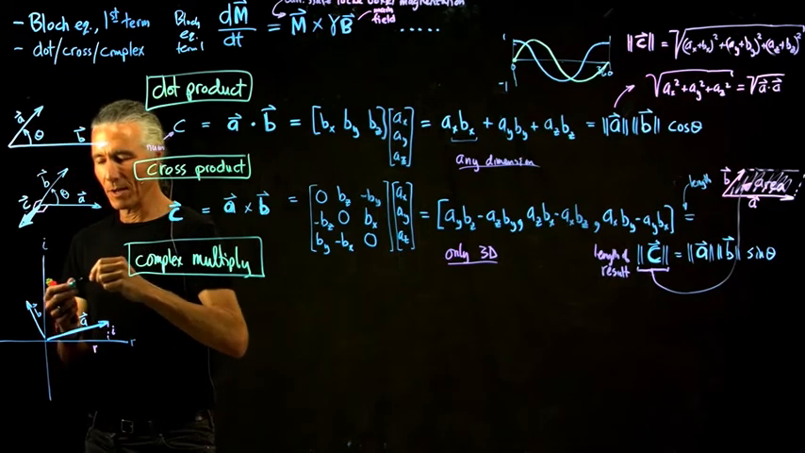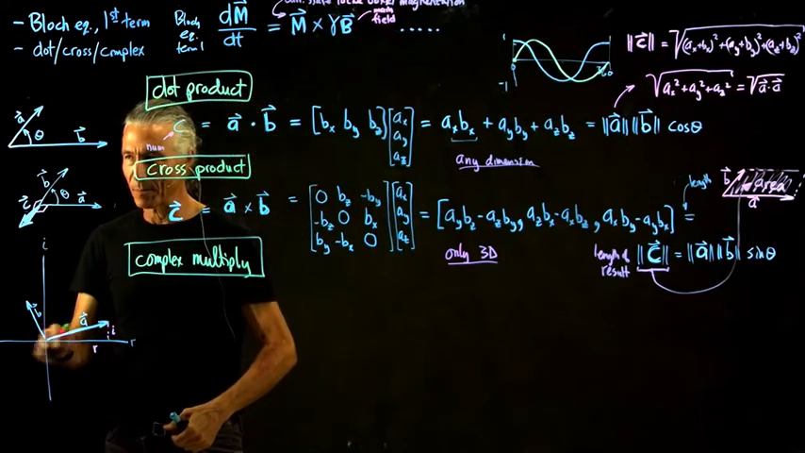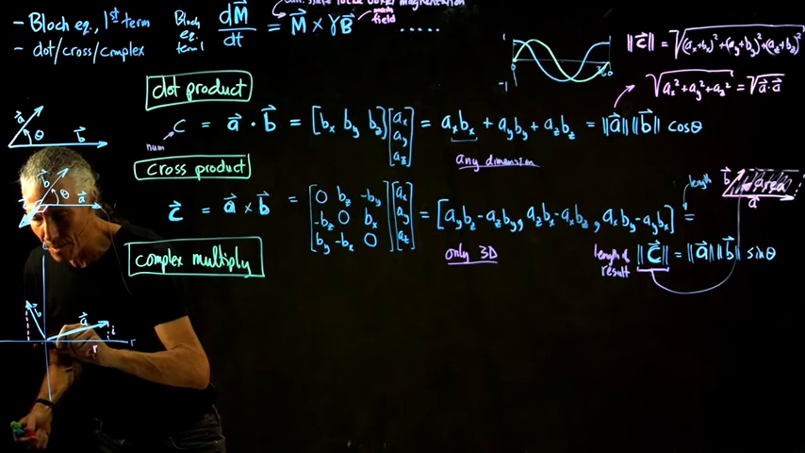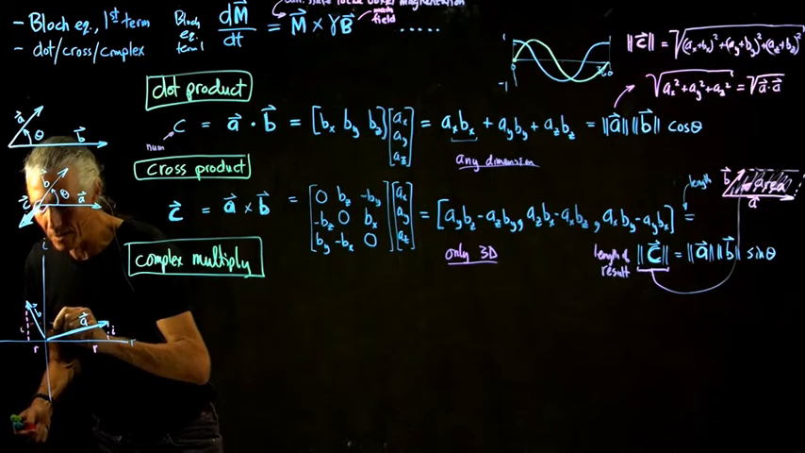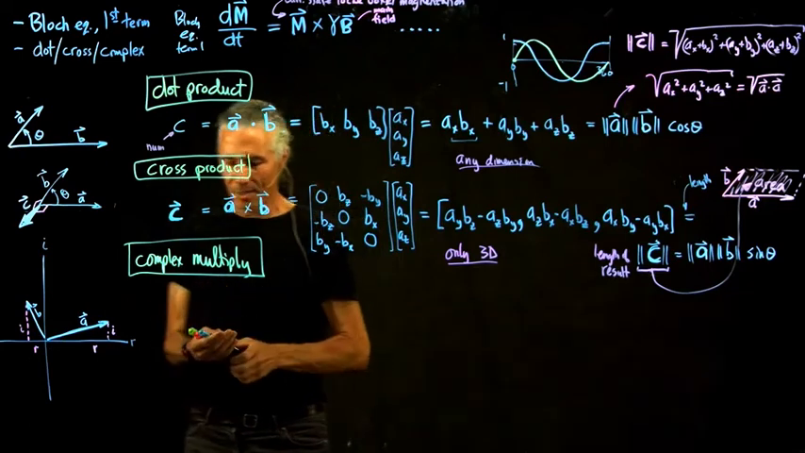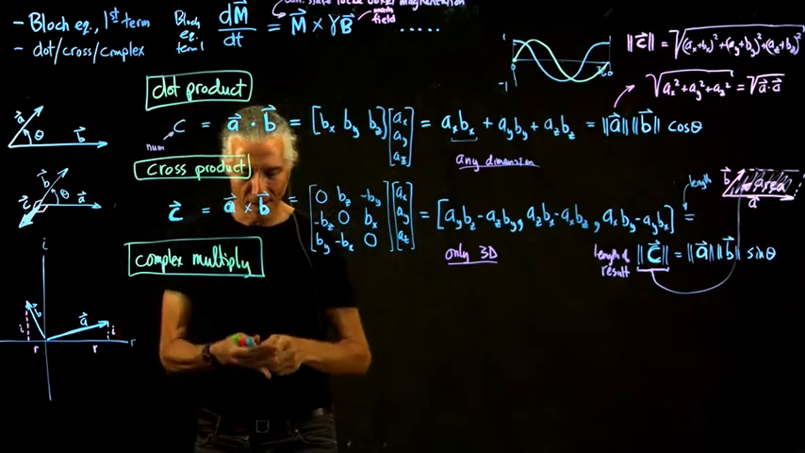So going back to how do we add them? Well, adding is easy. Just add the real parts and add the imaginary parts. So this guy has a real part here and an imaginary part here. So that's not a problem. We can add them. But the multiplication of complex numbers is different than the multiplication of a cross product, different than a dot product. And so how does that work?